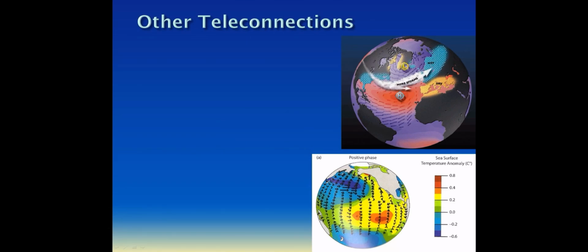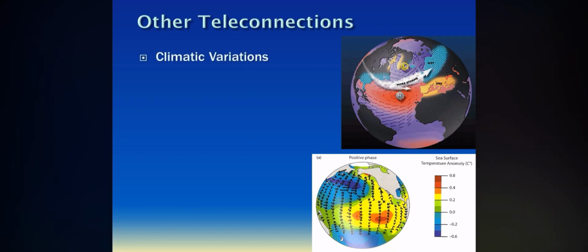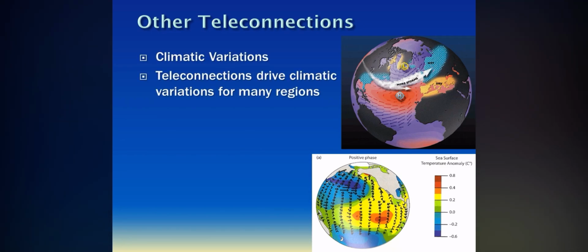El Nino and the Arctic Oscillation are two teleconnections. And now I want to mention a couple other ones. These are climatic variations that are short-lived. And the teleconnections, remember, are just changes in pressure between one place and another. And they drive climatic variations over many different parts of the Earth.